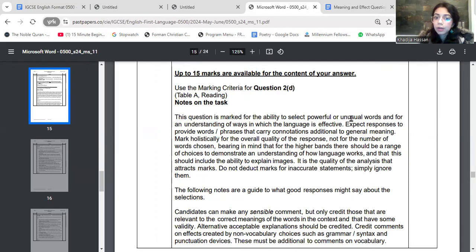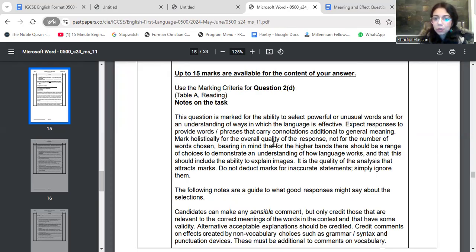Expect responses to provide words or phrases that carry connotations additional to a general meaning, right? So don't pick words that have just a basic meaning. Pick words that elicit a deeper, implicit meaning as well, right? That you can draw out as a reader. Now, instead of saying green shades of the northern lights, the person actually said emerald green curtains. Why did they do that, right? That is what you have to write here.